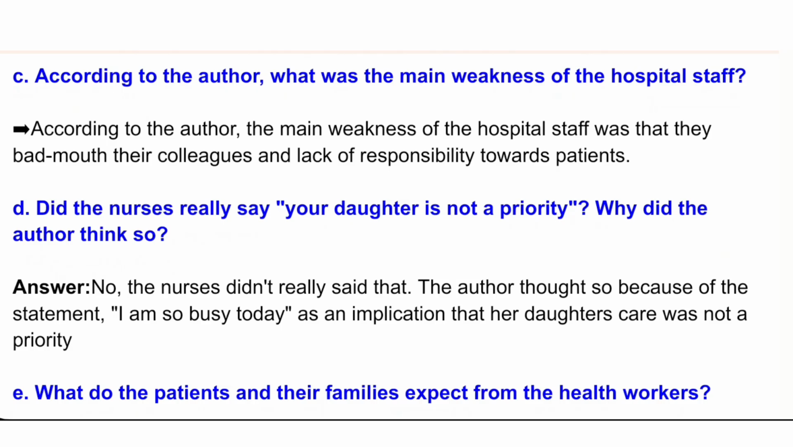C. According to the author, what was the main weakness of the hospital staff? Answer: According to the author, the main weakness of the hospital staff was that they badmouthed their colleagues and lacked responsibility towards patients.